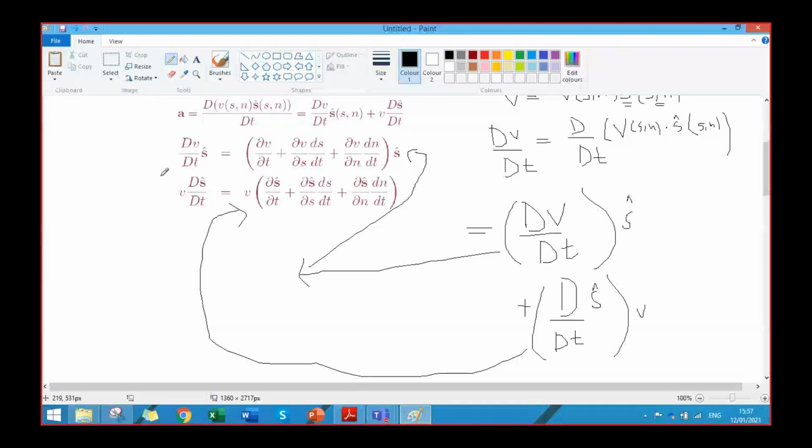There are two coordinates only. Velocity will change with respect to time, so partial V by partial t. Velocity will change with respect to the s coordinate, and the s coordinate will change with respect to time. Plus, velocity will change with respect to the normal coordinate, and the normal coordinate will vary with respect to time. Is it clear?